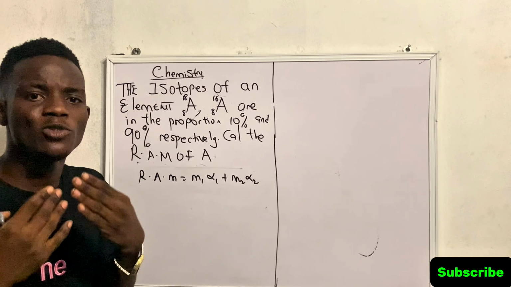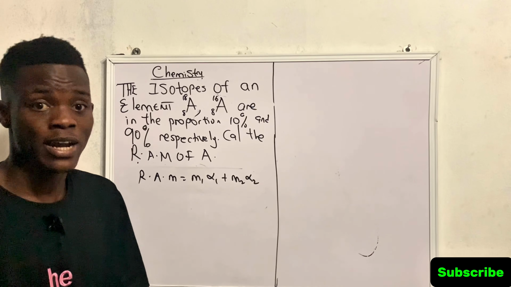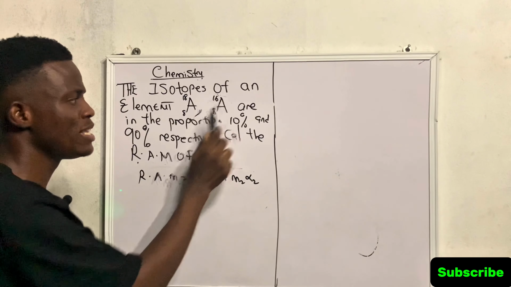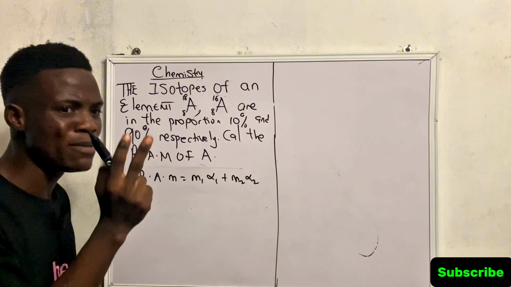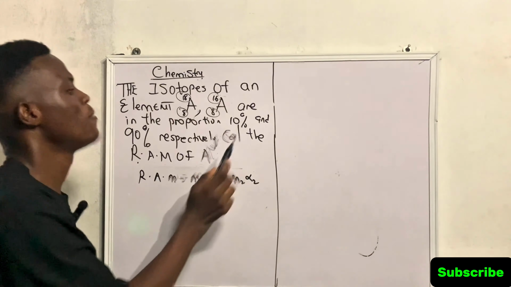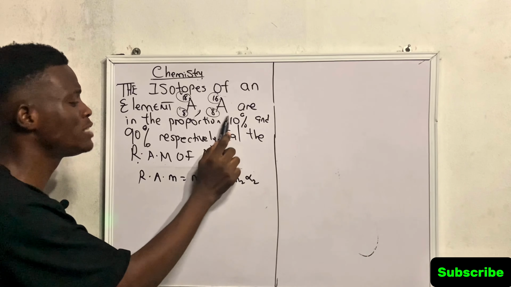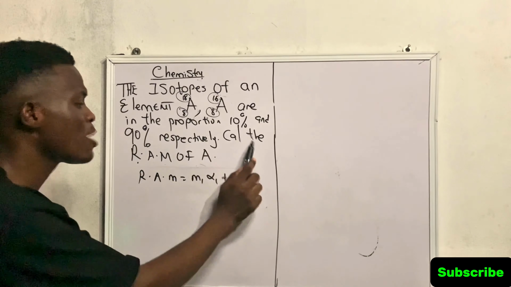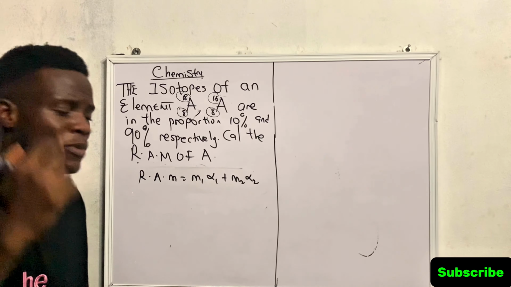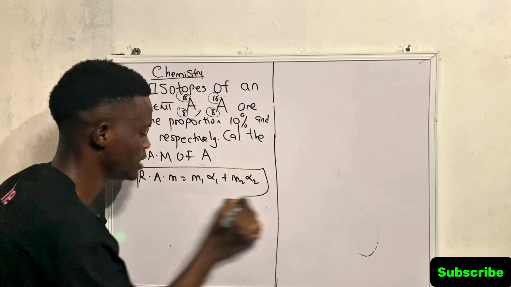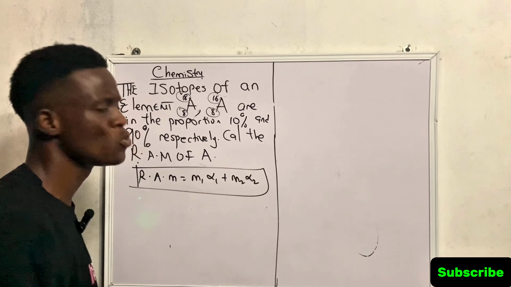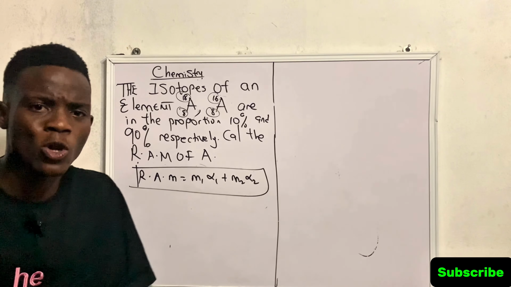Since you already know the meaning of isotope, I guess we can solve the question now. The isotopes of an element, A and B, have the same atomic number but different mass numbers, and are in the proportion of 10% and 90% respectively. Calculate the relative atomic mass. I told you that you just need two formulas. This is the first, the general one: relative atomic mass equals mass 1 alpha 1 plus mass 2 alpha 2. The next thing you have to do is write out your parameters.